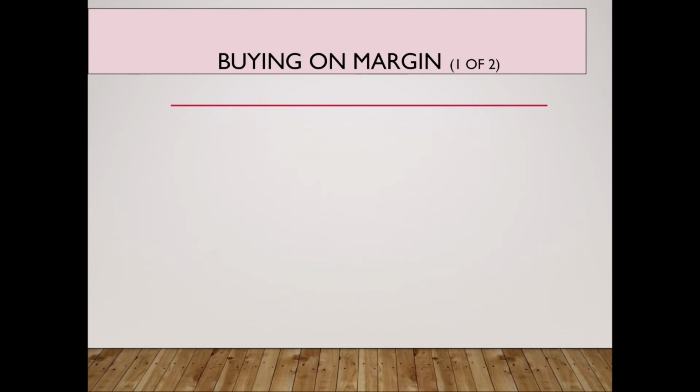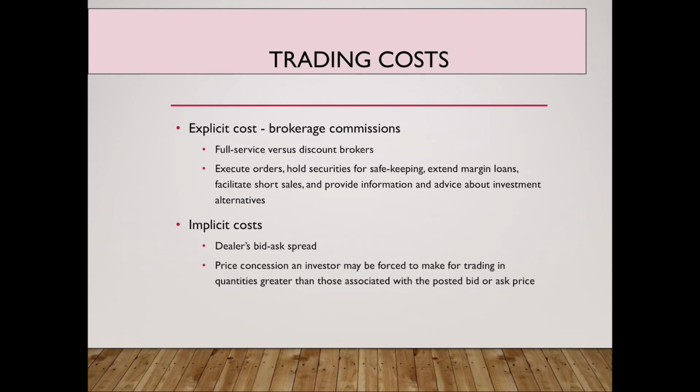And then we also have what is called price impact. Price impact is the price concession an investor may be forced to make for trading in quantities greater than those associated with the posted bid or ask price. Once again, I mentioned this briefly earlier on. Your entire purchase may not be able to be made at the best bid or ask price, depending on if you're buying or selling. Let's say the ask price is $1.67 for 100 shares. Let's say you want to purchase 200, so you're not going to be able to fulfill your entire 200 share order at the best $1.67 ask price. You may have to spend $1.69 to finish off the next 100 shares that you're looking to purchase.